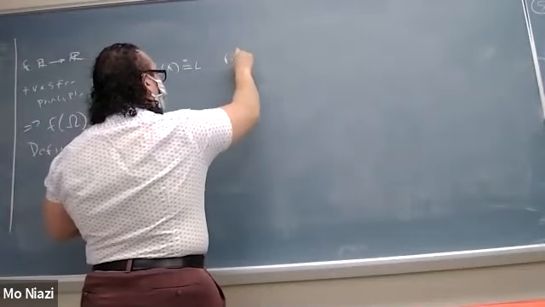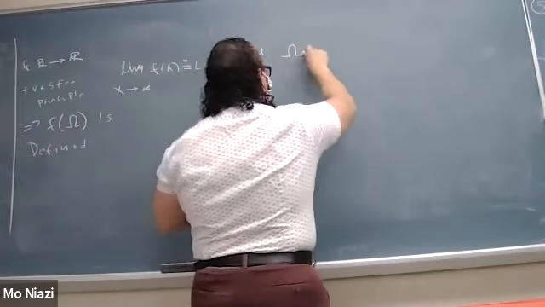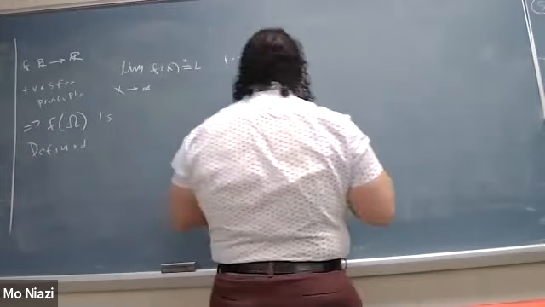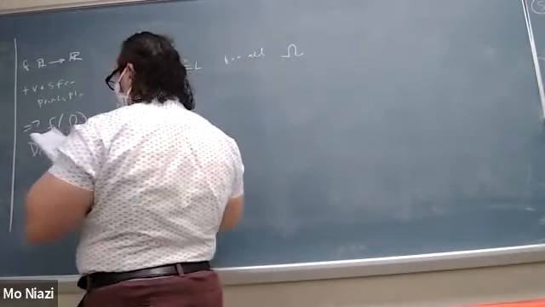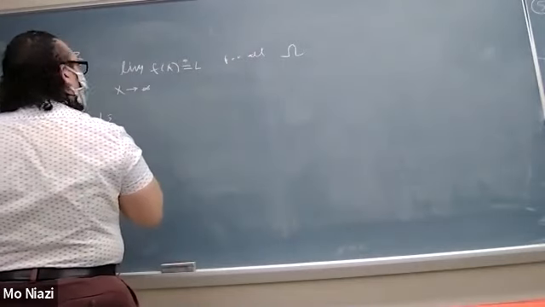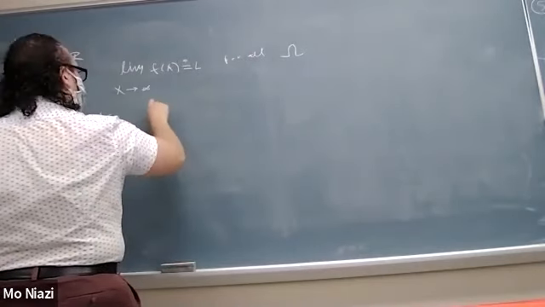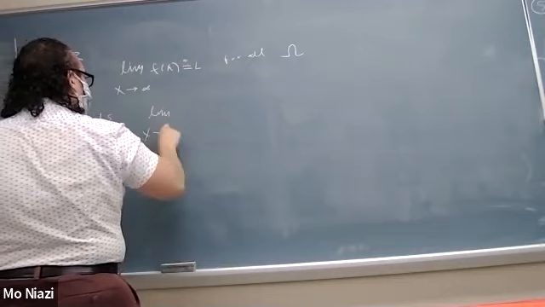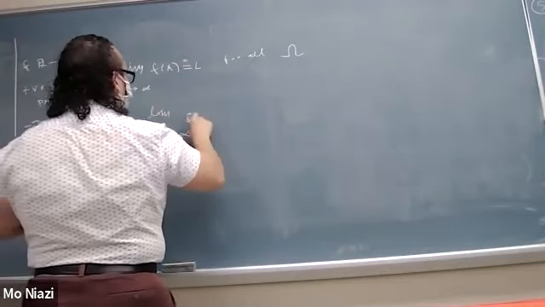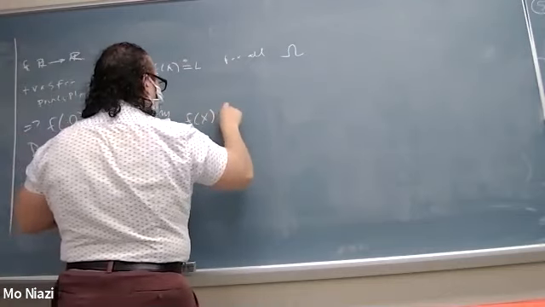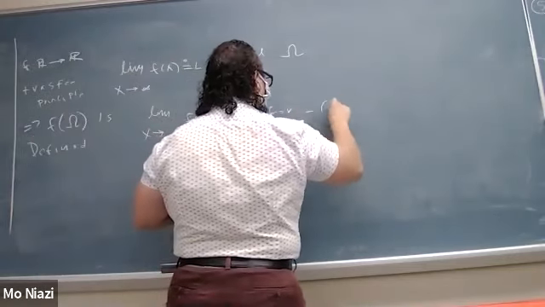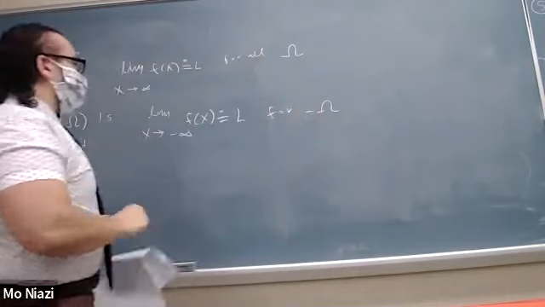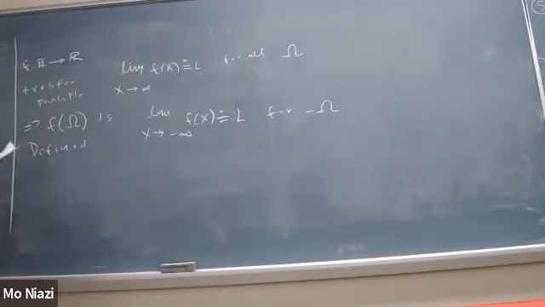for all omega, and we can also say that the limit as x approaches negative infinity of f of x, if this renders the real result L for all negative omega, then we say that their limits at infinity exist.